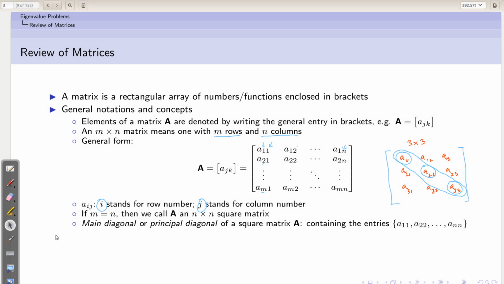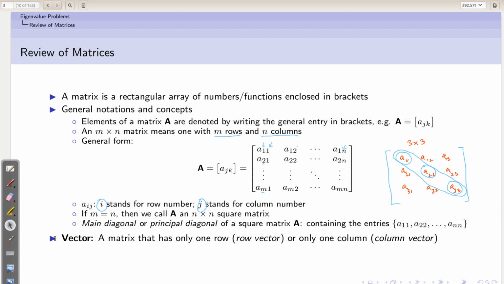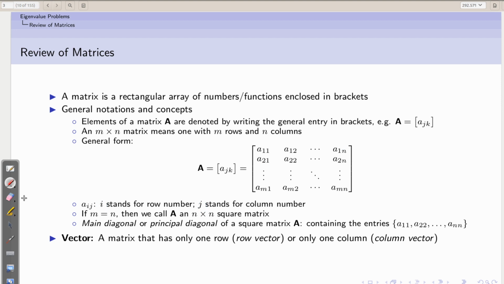Okay, so what is a vector? A vector is also a matrix. Any matrix which has only one row or only one column is known as a vector. If it has only one row, it is a row vector. If it has only one column, that is known as a column vector. A row vector looks something like this, with a certain number of elements arranged in a row, and a column vector looks like this, with elements arranged in a column. So that's your row vector and a column vector.